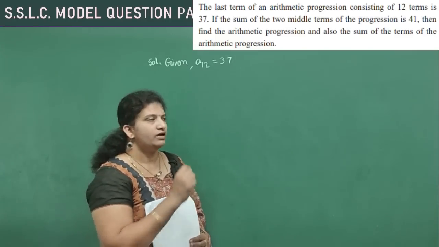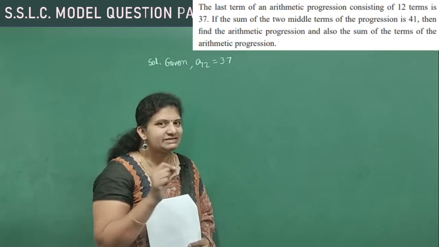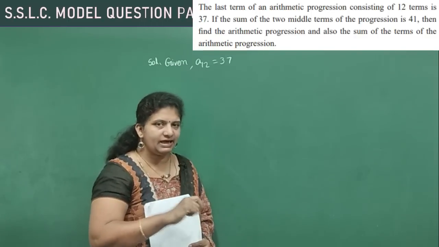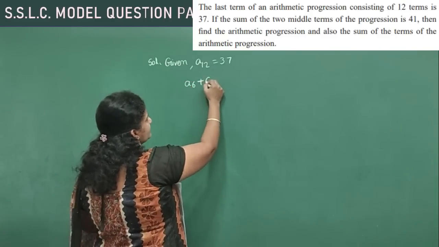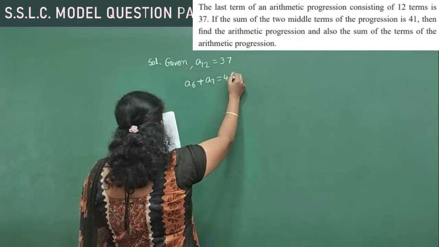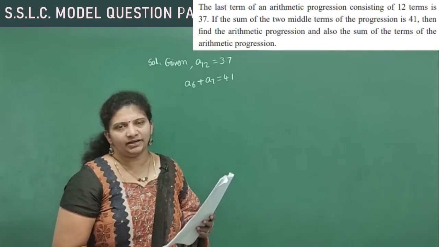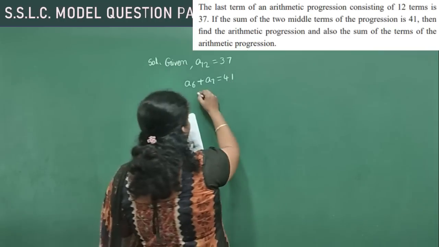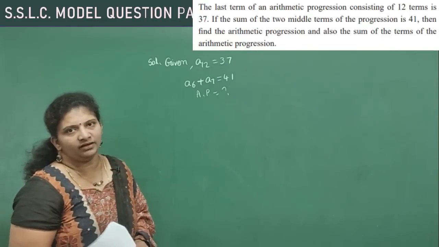If the sum of the two middle terms of the progression is 41, sum of the middle terms, how can we guess? 12, it is an even number. 12 by 2, it will be 6, right? 6 is not the middle term alone. The middle two terms means the 6th and the 7th term. That is, the sum of two middle terms A6 plus A7 of the progression is 41. Then find the arithmetic progression and also the sum of the terms of the arithmetic progression. What did they ask here? Find the AP.